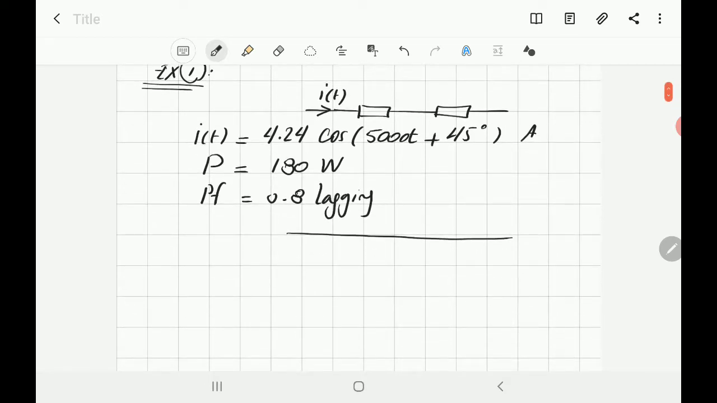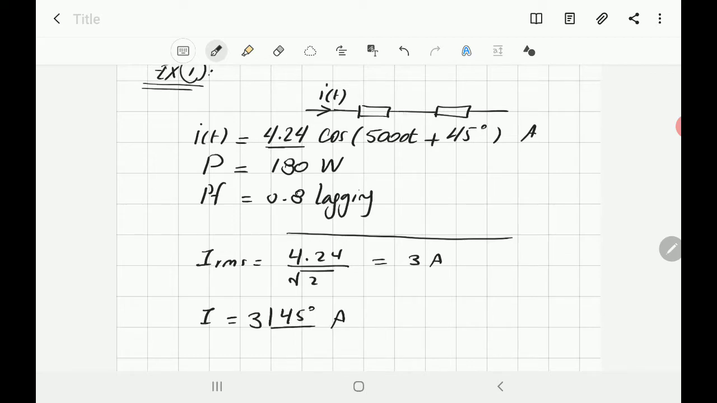Well, to find the elements, it means that we need to find is it R connected to L or R connected to C. First of all, when we are working with power, we have to use the root mean square value of the voltage and the current. So the root mean square of the current is equal to 4.24 divided by radical 2, which is equal to 3 ampere. So the current as a phasor is equal to 3 ampere at angle 45 degree. So that's the current through the branch.